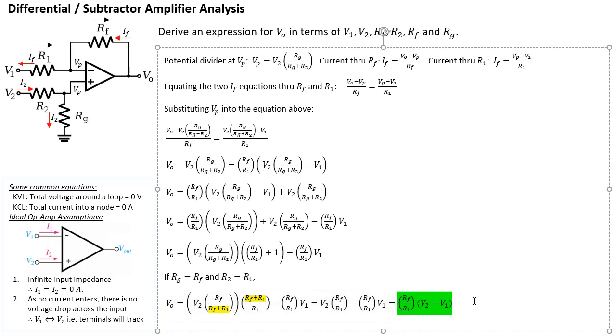Clearly you can see here that RF over R1 becomes a gain, a differential gain if you like, that multiplies the difference between V2 minus V1. And again, if you make RF and R1 the same, in other words, if you make all resistors the same, then of course you get VO equals V2 minus V1, which is exactly what a differential or subtractor amplifier is supposed to do.